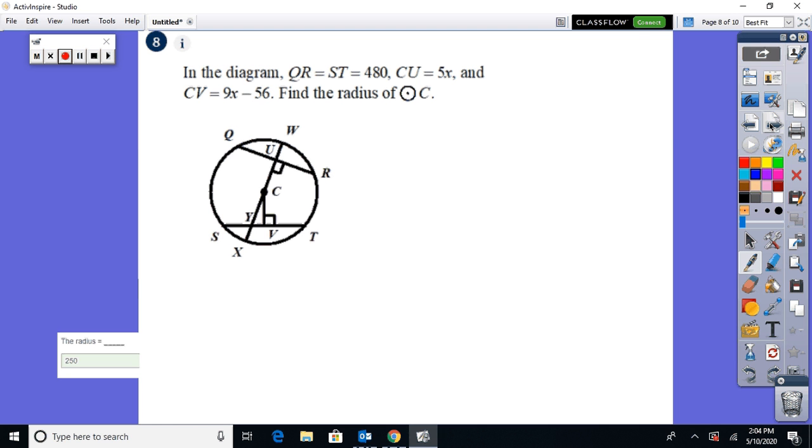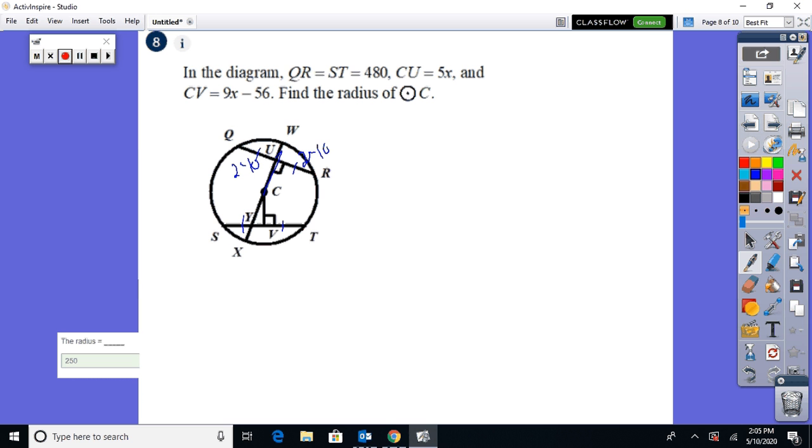All right, numero 8. It's a long one. QR equals ST equals 480. All right, so again, we have the concept of diameter. It's perpendicular, so it's cutting that 480 in half for those segments. So 480 in half is 240. So I got 240 there, 240 there.